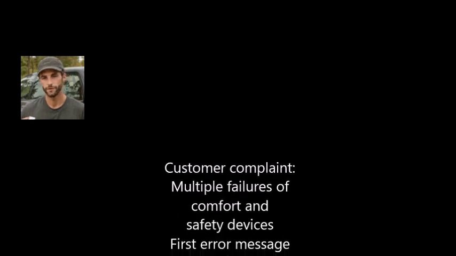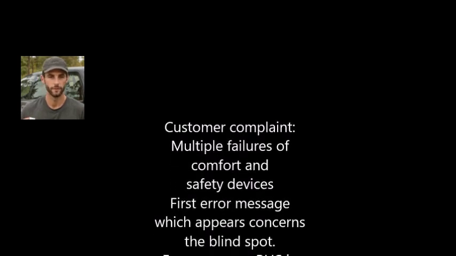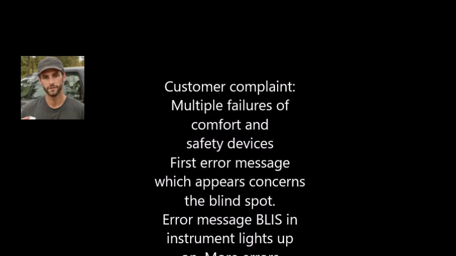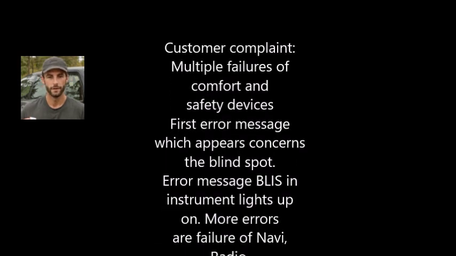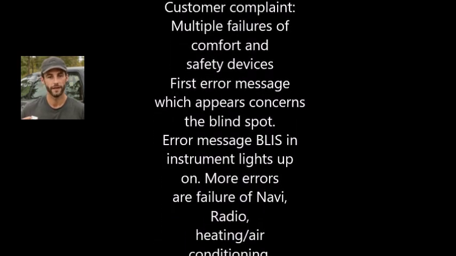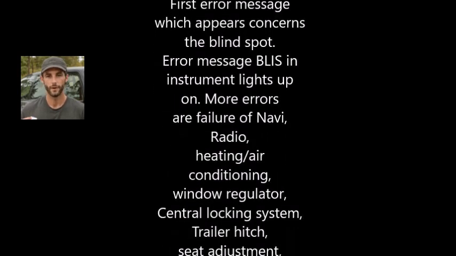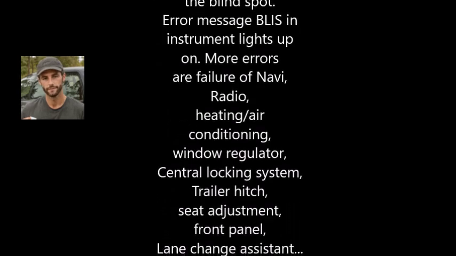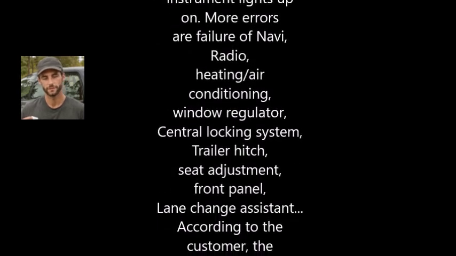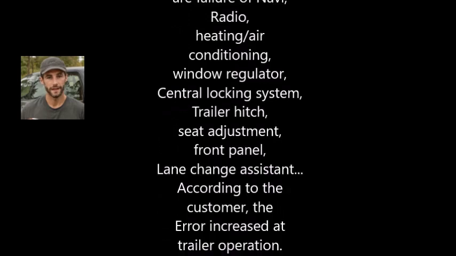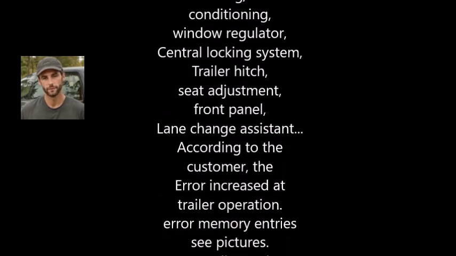The customer complaint: multiple failures of comfort and safety features. The first fault that occurs concerns the blind spot. The BLIS error message in the instrument panel lights up. Other errors include failure of the navigation system, radio, heating, air conditioning, power windows, central locking, trailer hitch, seat adjustment, front panel, lane departure warning system, etc.